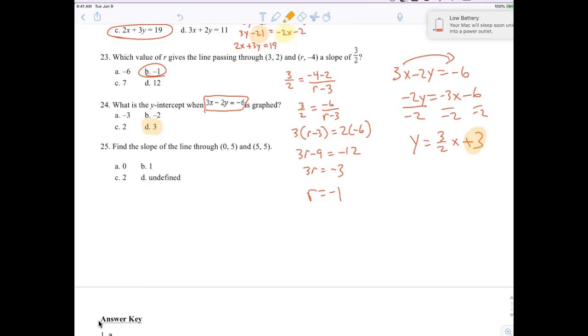All right. And now one last time for slope. M equals 5 minus 5 over 5 minus 0. Again, 0 over 5, which is what? 0. So the correct answer here is A. All right?